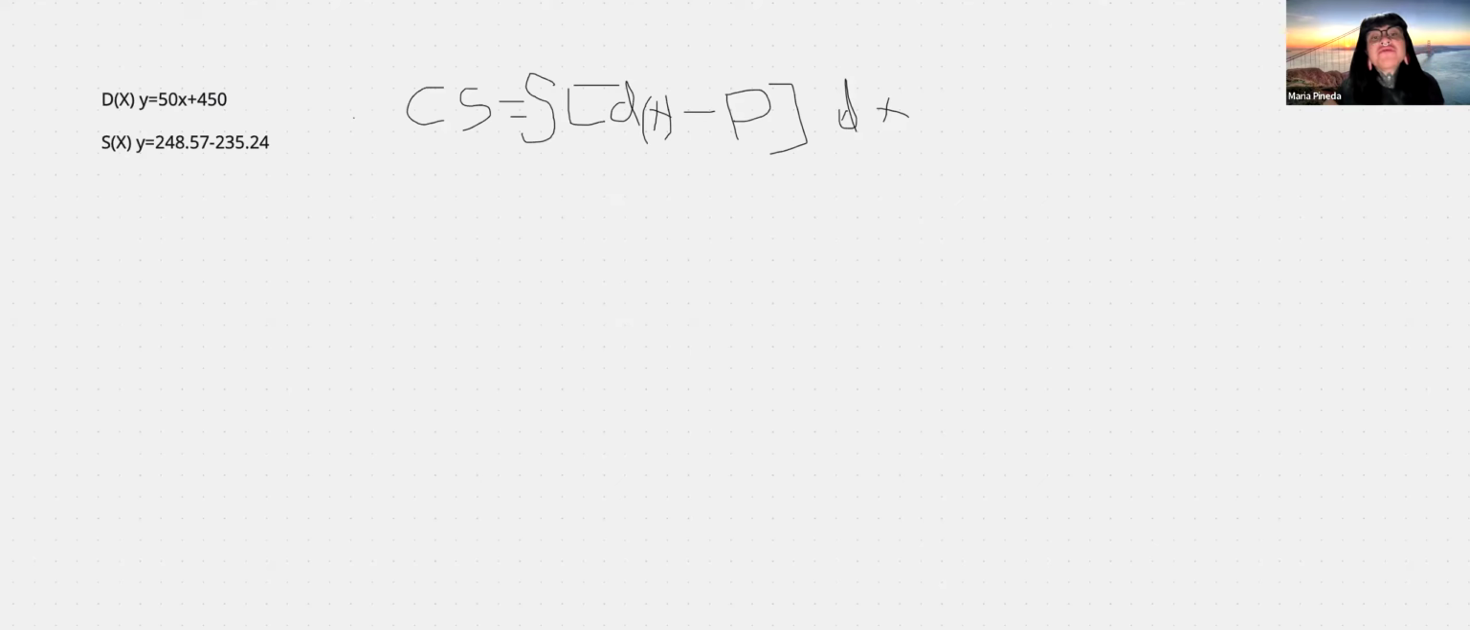So this is the equation to find the consumer surplus. I tried writing it as neat as possible. It was kind of hard. The way we're going to rewrite this is the integral from 0 to 3 of 50x plus 450 minus 622.